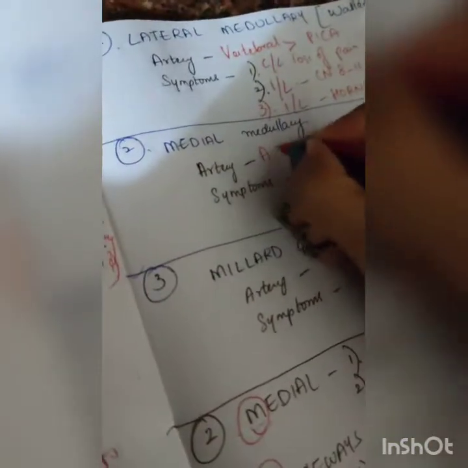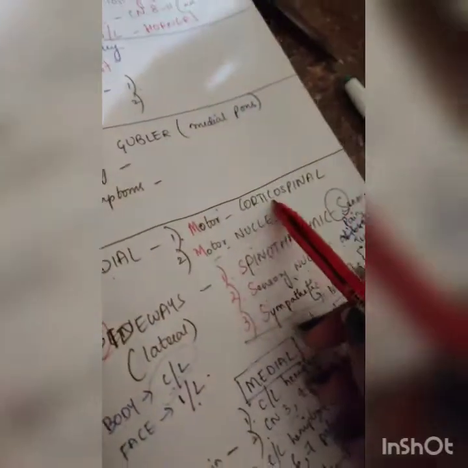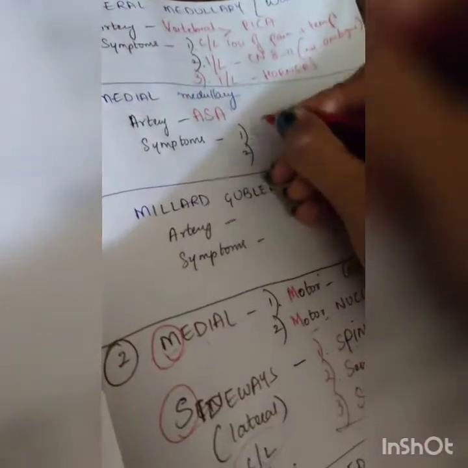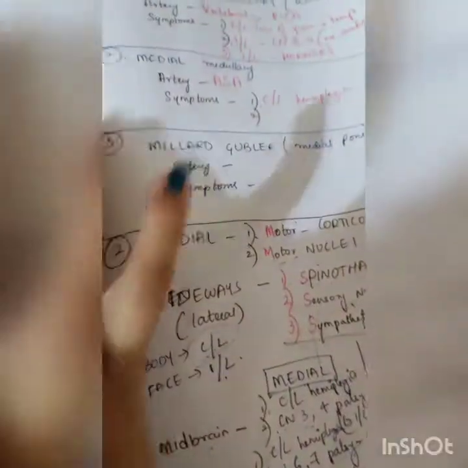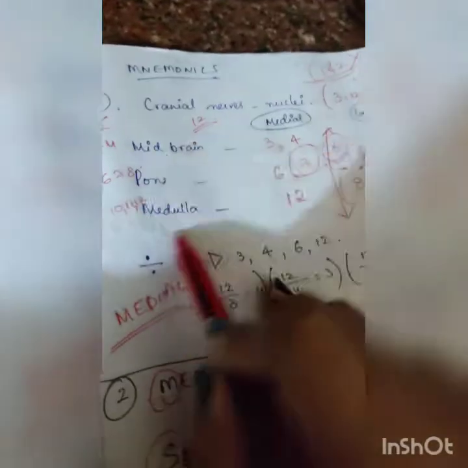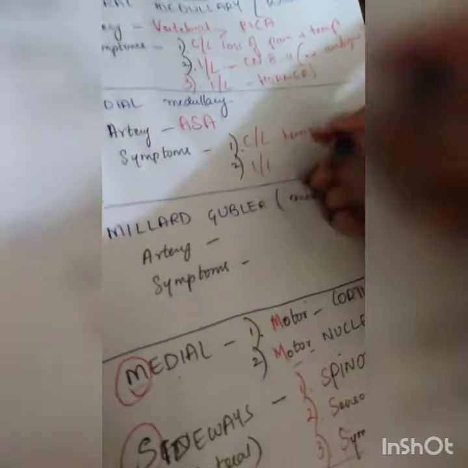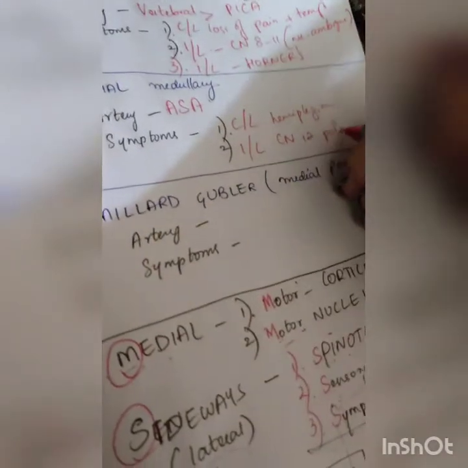The second one is medial medullary. Whenever there is an issue in the medial medulla, what is the artery that is going to be affected? ASA, the anterior spinal artery. Therefore, the artery affected is ASA. And the symptoms are, the first one is motor, because it is on the medial side. Therefore, motor corticospinal. Therefore, we are going to have contralateral hemiplegia and the motor nuclei. What are the motor nuclei present on the medial medulla? Medulla, medial, 12. Therefore, we are going to have ipsilateral cranial nerve 12 palsy.